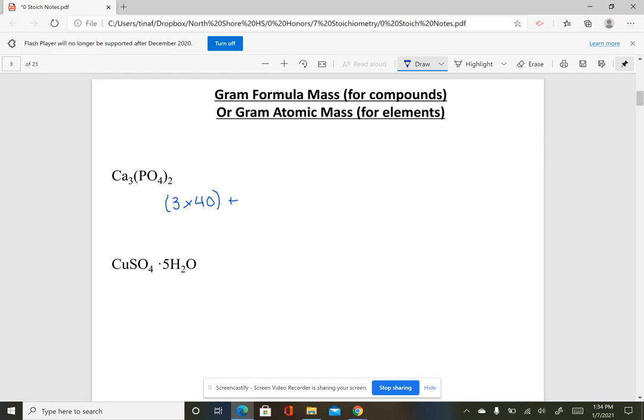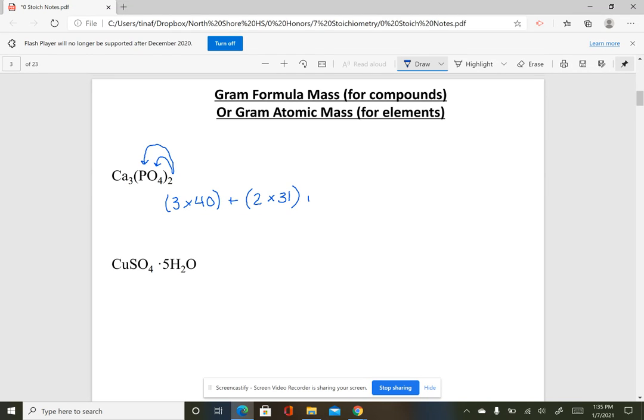All right. Plus, my next element is phosphorus. Now, there's no subscript next to phosphorus, but the phosphate ion is in parentheses with this little number 2 on the outside of it. Whenever you have a subscript outside of parentheses, that subscript has to get distributed to everything inside the parentheses when you're counting atoms. So in this compound, in calcium phosphate, I actually have 2 phosphoruses, and each one has a mass of 31.